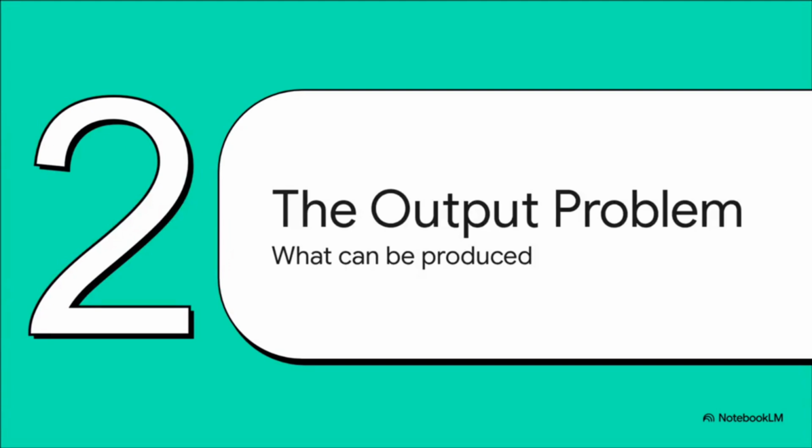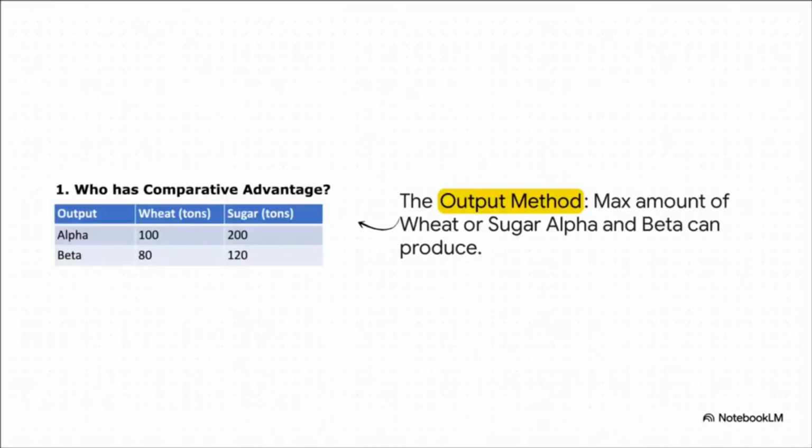Okay, let's dive right in with the first, and honestly, the most common type of problem you're going to see. We call this the output problem. And it's called that because the numbers we're looking at represent the final amount of goods produced. The total out. So let's meet our producers for today. We've got two countries, Alpha and Beta, and they both make two things: wheat and sugar. Now, this table tells us what they can make in a certain amount of time. So Alpha could make a maximum of 100 tons of wheat, or they could make 200 tons of sugar. Meanwhile, Beta can make 80 tons of wheat, or 120 tons of sugar.